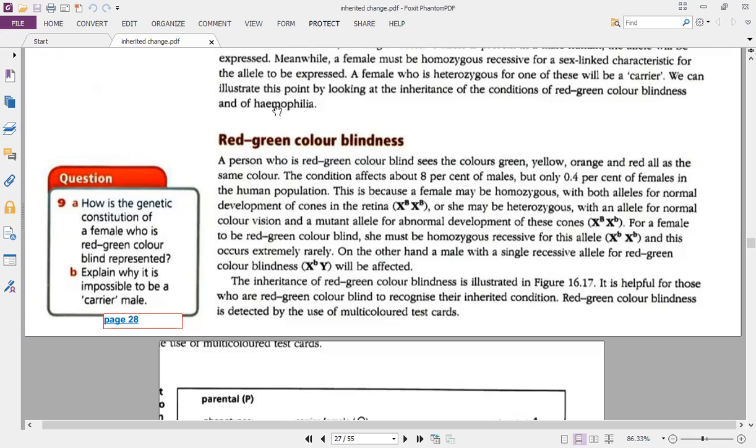And so all the sex-linked traits are passed on in human beings from the mother to the son and not to the daughters, if it's not a carrier. So just keep those things in mind.